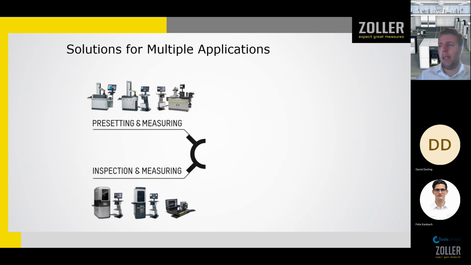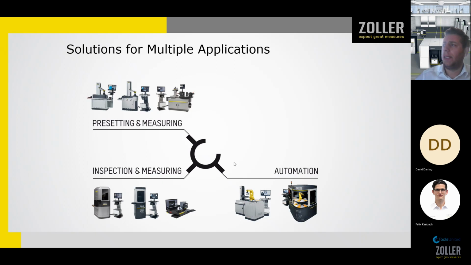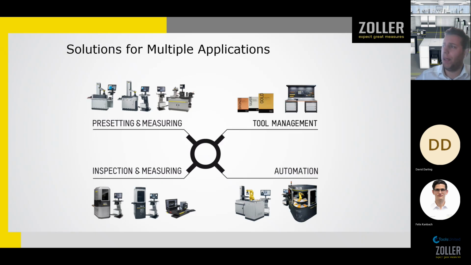ZOLLER was founded in 1945 and the US subsidiary in 1997. We are roughly 100 employees, split in service, sales, and software development. We have more or less 4 product portfolio: presetter measuring machines, which we are known most for, inspection machines, automation, and our main topic today, tool management.